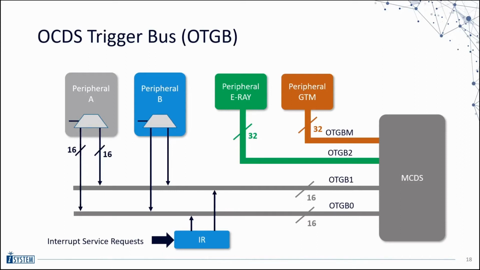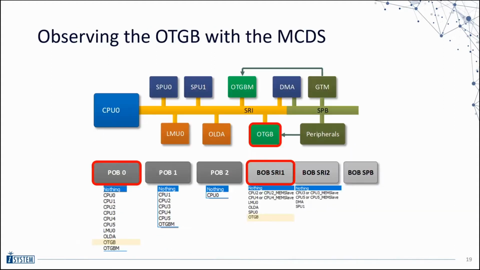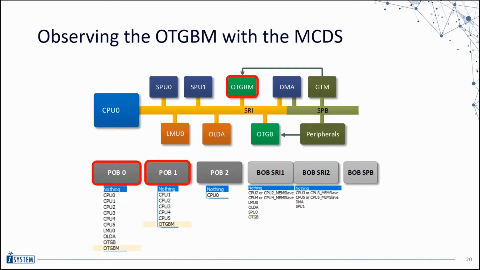At this point, we understand how we can route peripheral data to the MCDS. The last piece of the puzzle is how to record the data. If we look at the MCDS, we can see that POB0 and BOB-SRI can observe the OTGB. Similarly, POB0 and POB1 can observe the OTGB-M. POB stands for Processor Observation Block and BOB stands for Bus Observation Block.